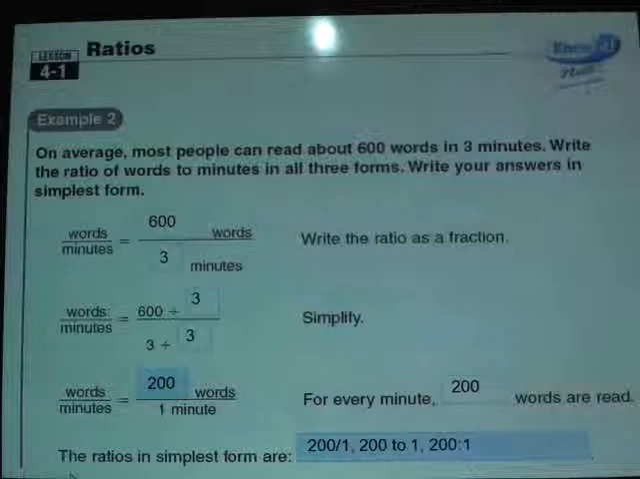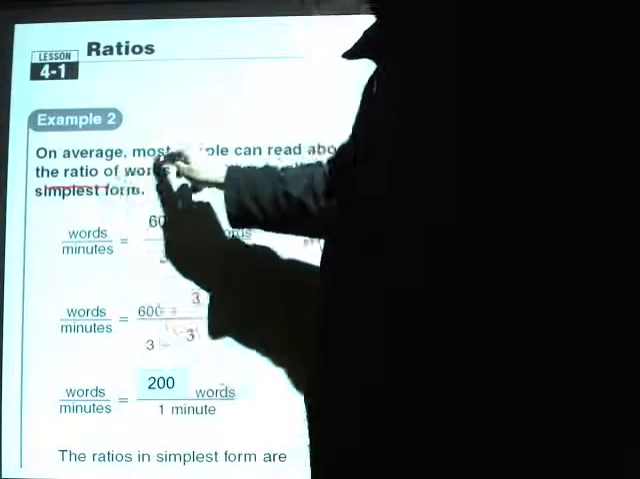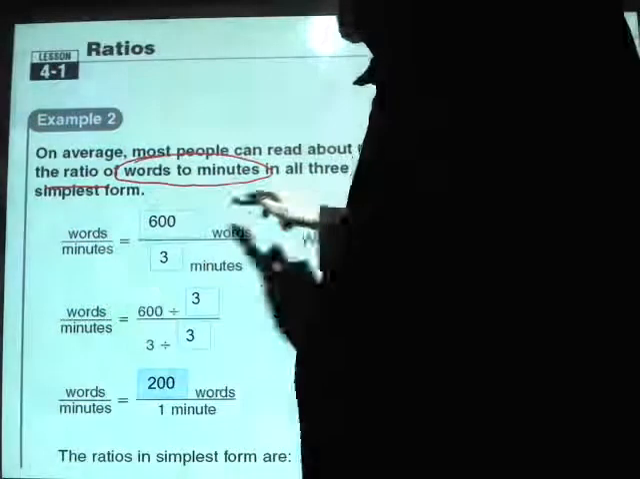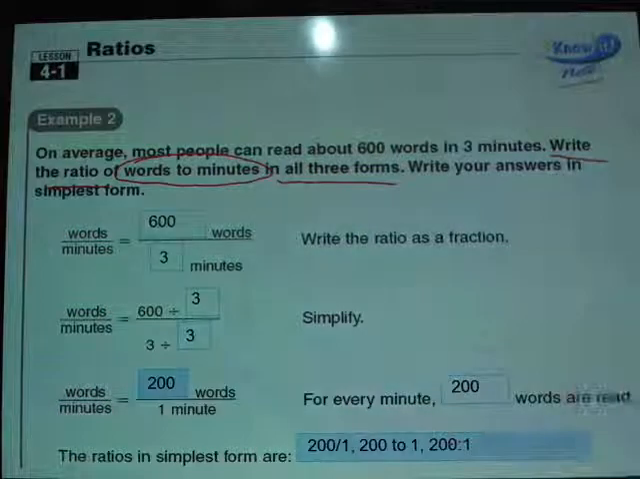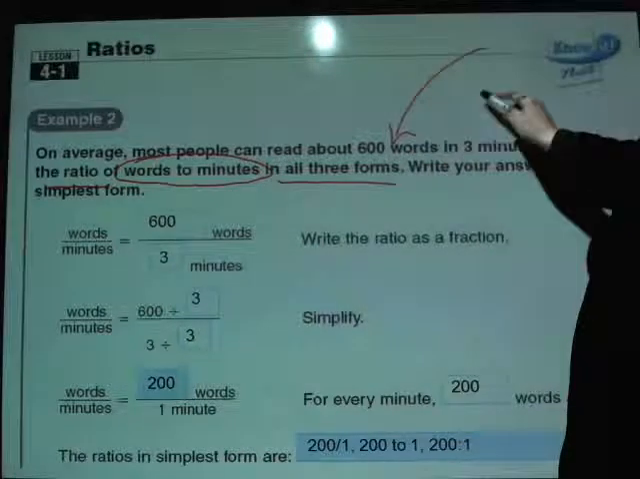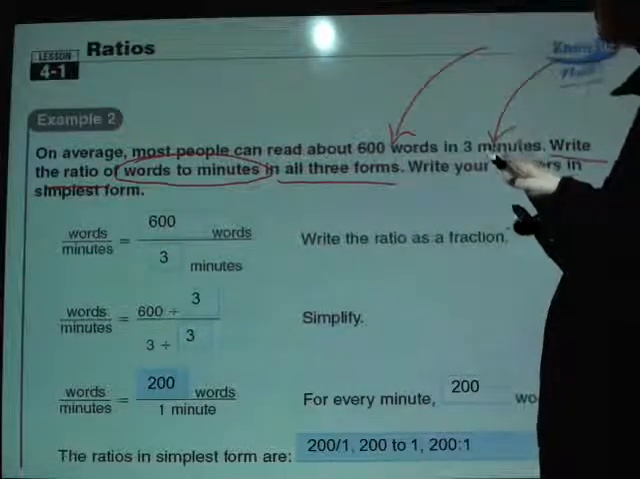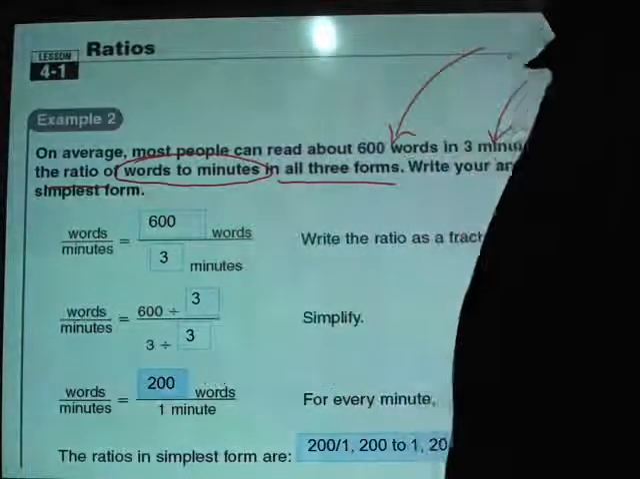Now, let's see here the second statement. It says to write the ratio of words to minutes in all 3 forms. So they're telling me how to set up my ratio there. They want the words thing first, they want the minutes thing second. All right, now we go back to the first sentence, and it says 600 words, 3 minutes. So when we're comparing words to minutes, it's going to be 600 words compared to 3 minutes, or 600 over 3.